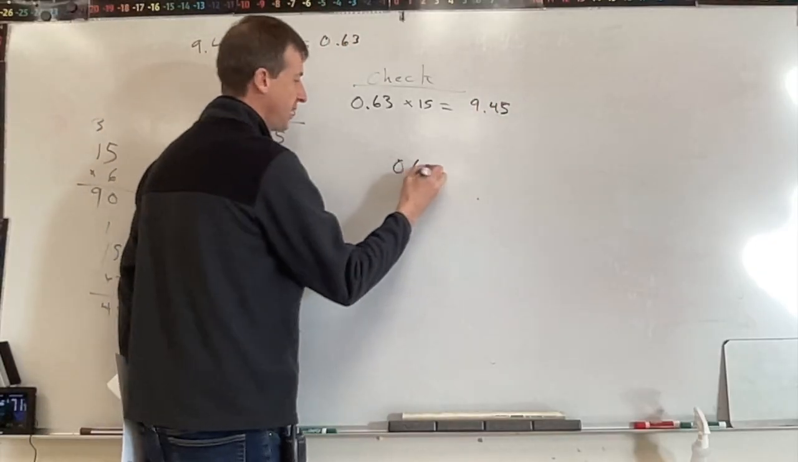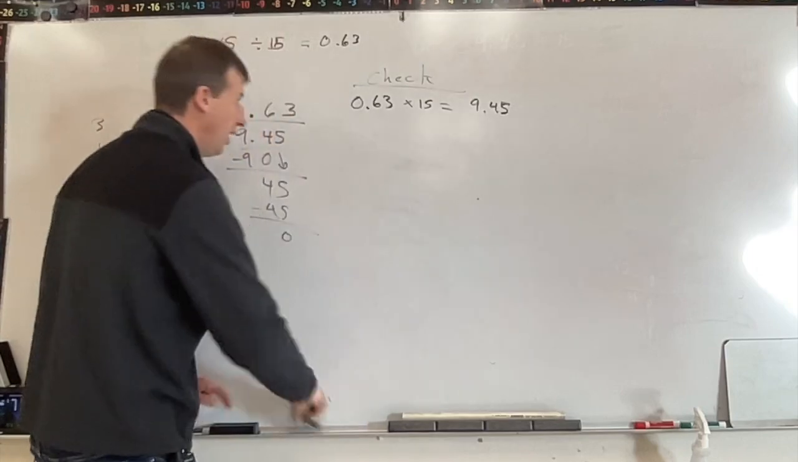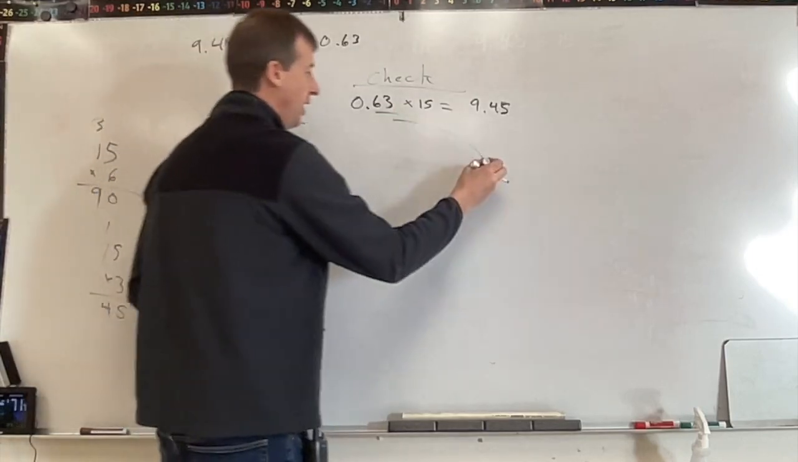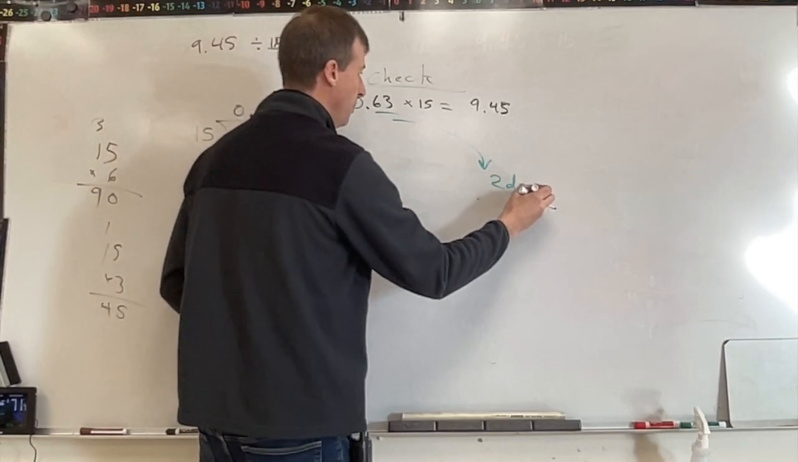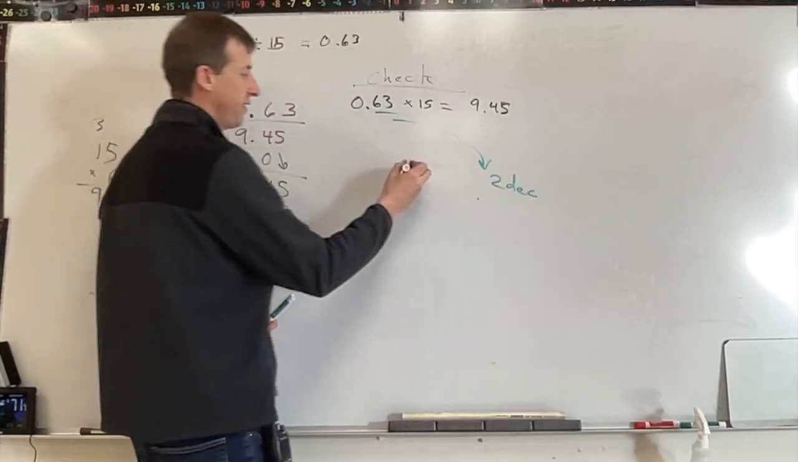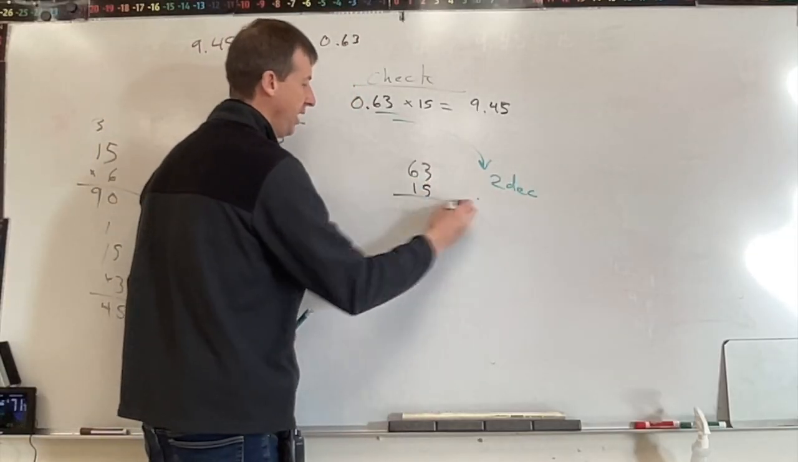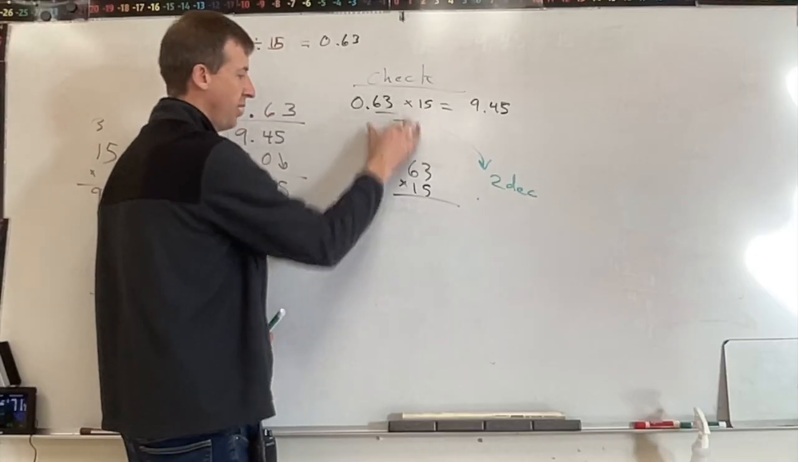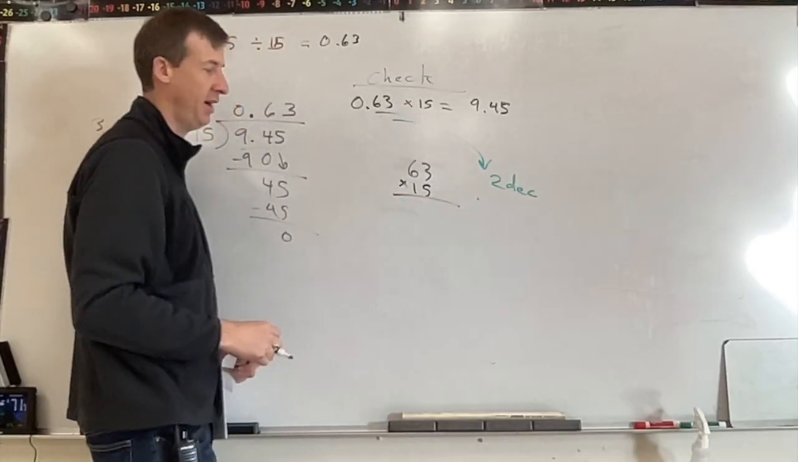So 0.63, actually let me erase that. I'm going to count up how many decimals first. Again, I've got 2 decimals in this one. Then I'm going to change it to whole numbers. So I've got 63 times 15. All right, just remember, change them both to whole numbers. Just make sure you have 2 decimals in your answer.